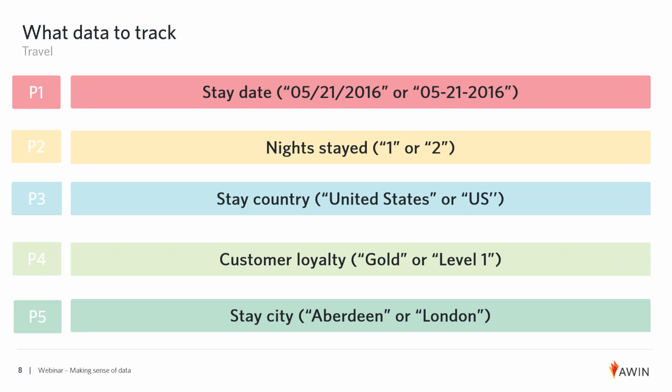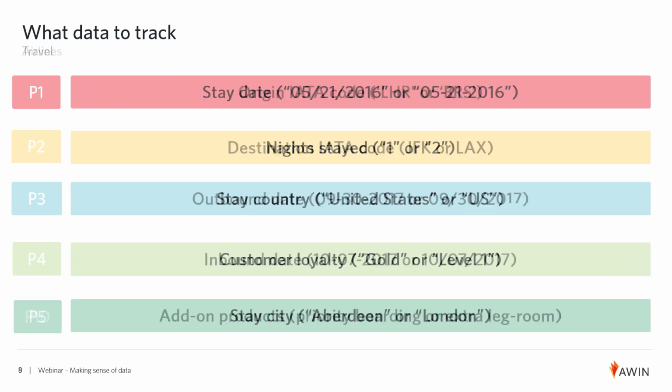Customer loyalty. This can be either used for online travel agents or direct partners. It's also useful to look at affiliate performance in light of the loyalty level of customers. Again, this could be used on a tiering system, perhaps in a bronze, silver, gold format. And then finally, stay city. Further to analyzing the stay country, we can understand more about popular destinations and domestic bookings through tracking this parameter.